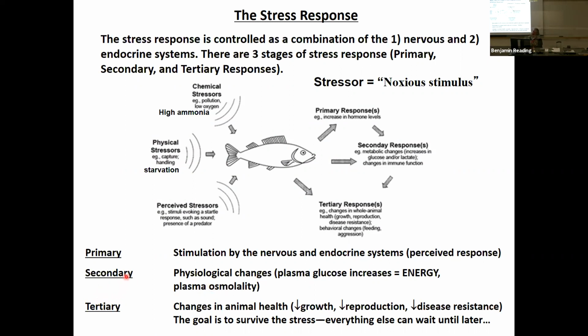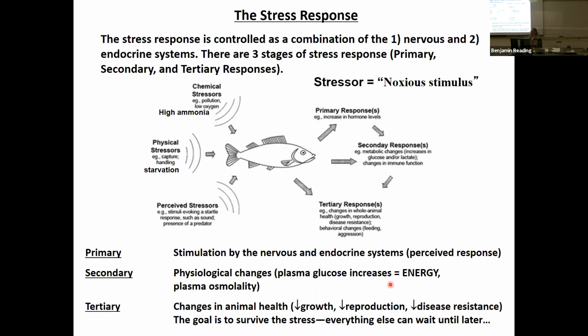And then if the stress persists for too long, we have what's called tertiary response. This is changes in animal health. For instance, decreased growth rate, decreased reproductive output. We're dedicating a lot of energy to this stress. For instance, let's say we live in a terrible polluted environment like the Cuyahoga River. We've got to deal with constant water pollution. We're not going to grow as well as a fish in a nice, happy environment.